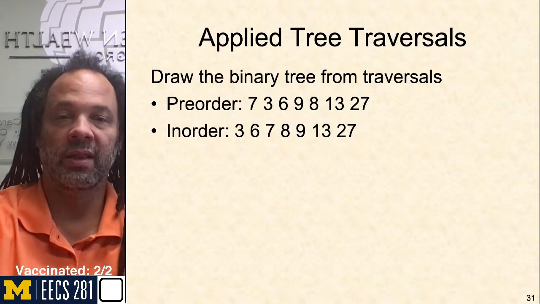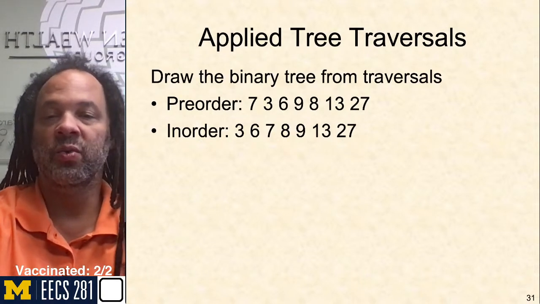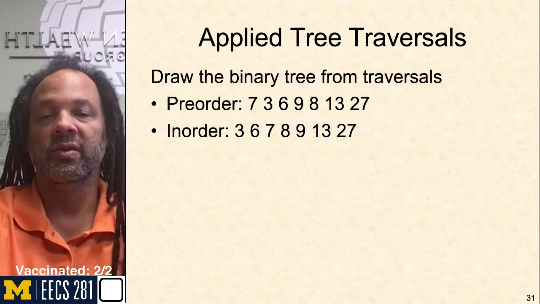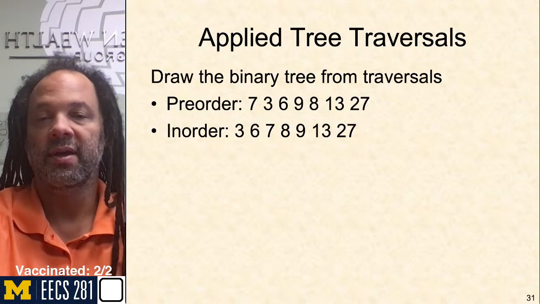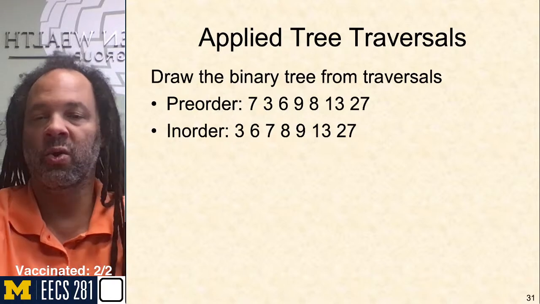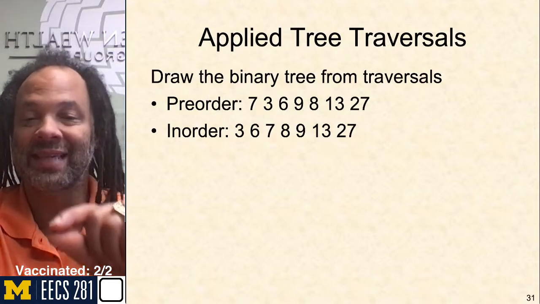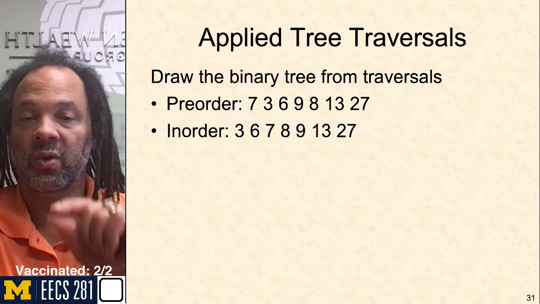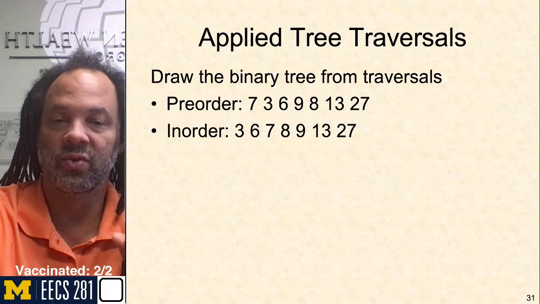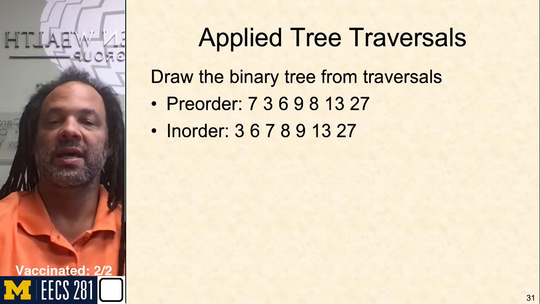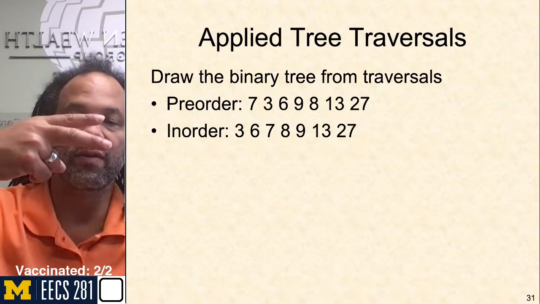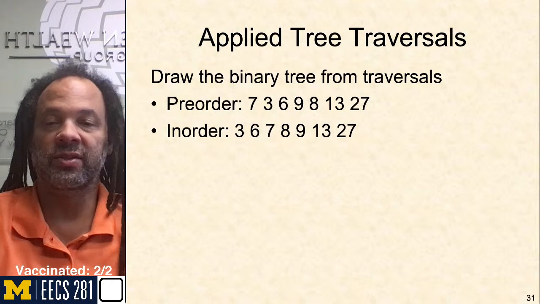All right, here's the question I alluded to in the previous slide. Can you draw a binary tree from these two traversals? So here's a pre-order traversal, 7, 3, 6, 9, 8, 13, 27. There's an in-order traversal, and this is a traversal of the same tree. The in-order traversal goes 3, 6, 7, 8, 9, 13, 27. Now the question is, can you draw the one tree that has these two traversals with this information that's given?